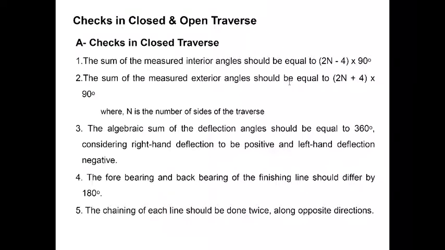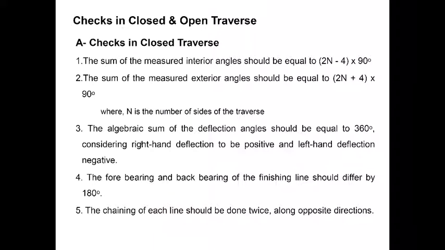So talking about traverse, we discussed there are two types, closed and open traverses. And now we'll talk about some of the checks that we can apply for both the traverses. Although we have discussed the checks in closed traverse in detail, let's just review them once again. The sum of interior angles should be equal to (n minus 2) times 180. And the sum of exterior angles should be equal to (n plus 2) times 180 degrees, where n is the number of sides of the traverse.